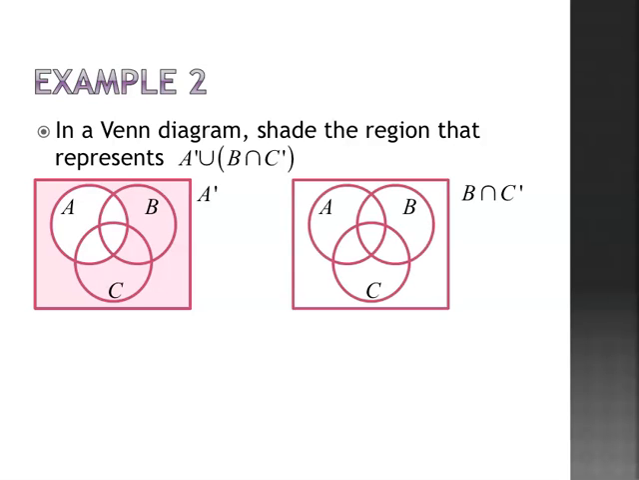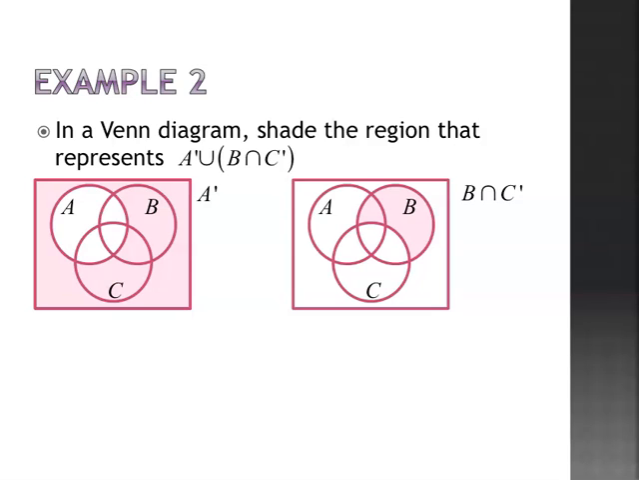Next, let's do B intersected with C prime. So B intersected with C prime means everything that's in B would be shaded, but we also want to intersect that with everything that's in C prime. Now what's in C prime? C prime is everything that's not in C. So we want to shade everything in B that is not in C. So that would be this section here.